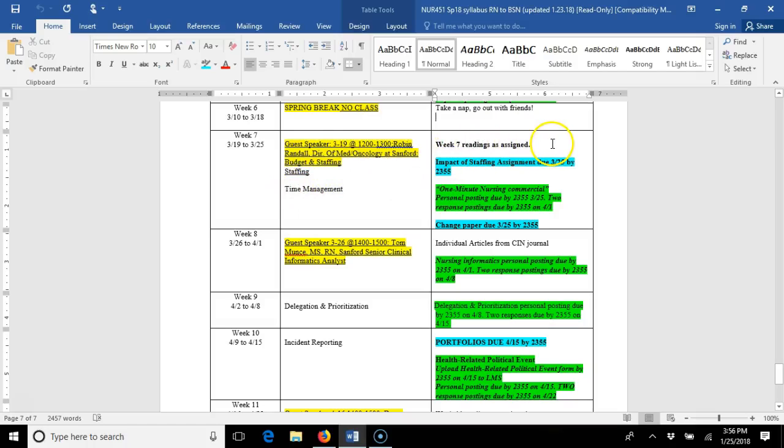There are some readings, of course, that are assigned. There will be an assignment called The Impact of Staffing that is due on this date. You will have to do a 1-minute commercial, and the 1-minute commercial will talk to you a little bit more in detail, but you can look online and see that.